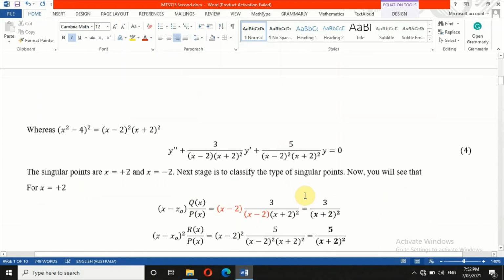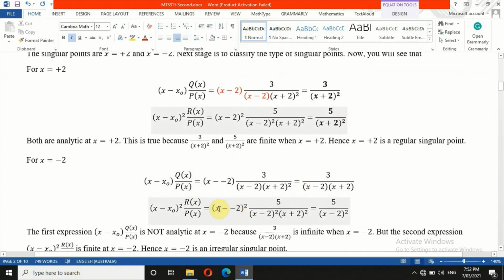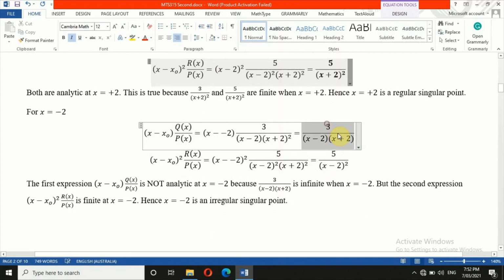Okay, so let's continue with this solution. So you have x minus x naught, that's x minus 2. Then this one. Now, look at this one now. This expression here is not analytic. Because by the time you put minus 2 here, this one will give you 0. 3 over 0 is what? Is infinite. And if it is infinite, it means that it is not analytic, because analytic means that it must be finite.